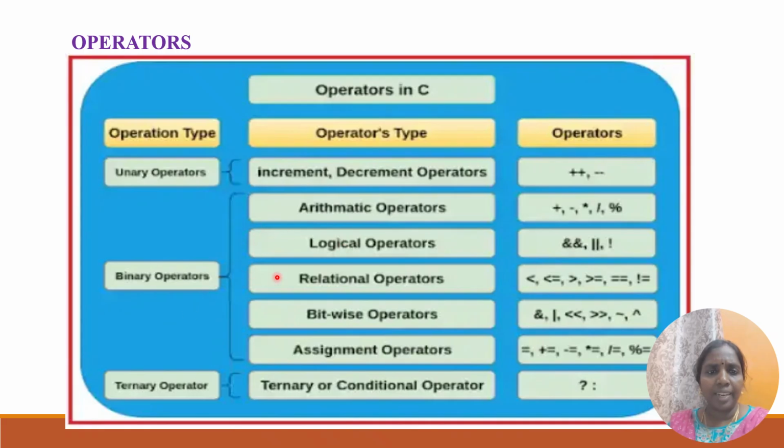Binary operators are classified as arithmetic operator, logical operator, relational operator, bitwise operator, and assignment operator. Arithmetic operators are plus, minus, asterisk, division, and modulo. Logical operators are and, or. Relational operators are greater than, less than, greater than or equal to, less than or equal to. Bitwise operators are and, or, left shift and right shift. Assignment operators are equal to, plus equal to, minus equal to. And the last is the ternary operator, which is a conditional operator. Here we use a question mark and colon for the ternary operator.